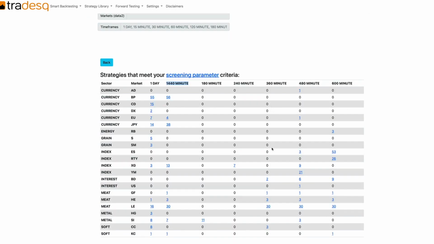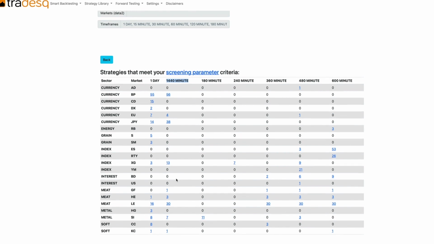So we can also see that on lean hogs, we got a 360-minute, 480-minute, and YM on a 21-minute. You can get many, many different trading ideas by taking one concept and applying it to different markets and time frames, allowing TradeSQ to build out this matrix to help us locate areas where our market may have a positive edge.